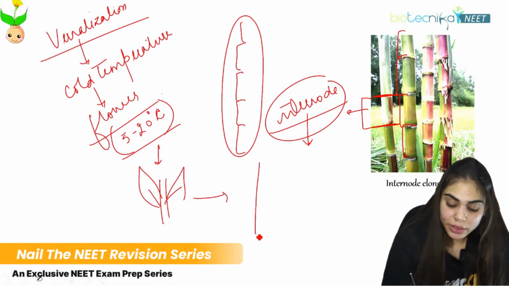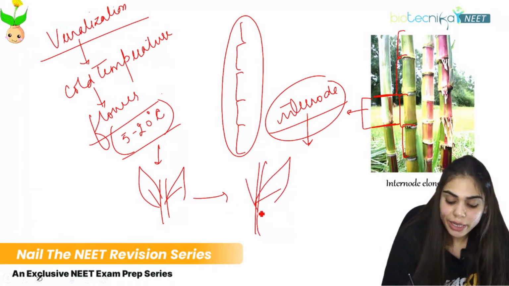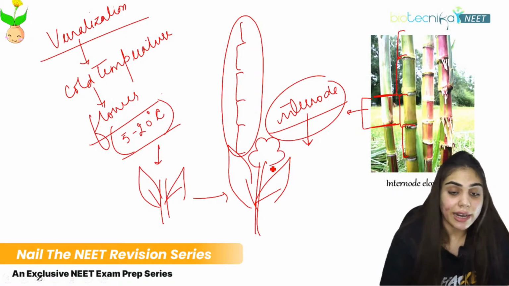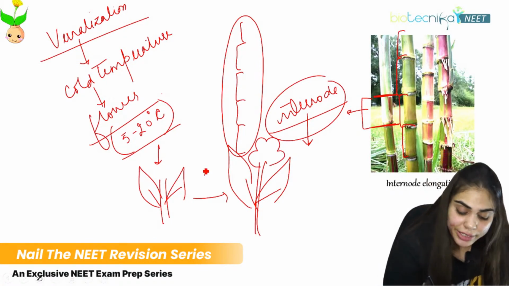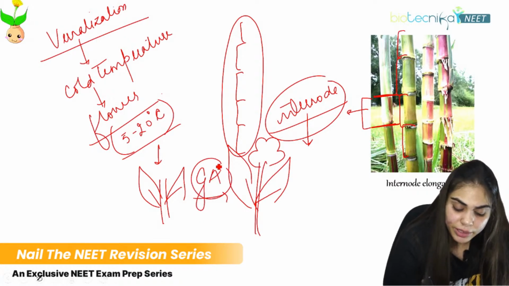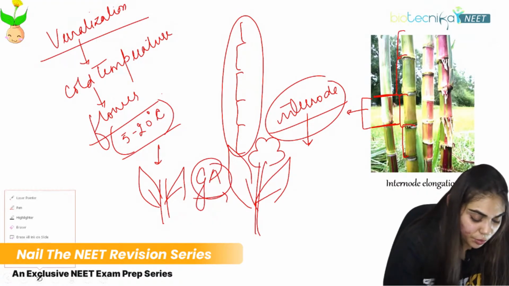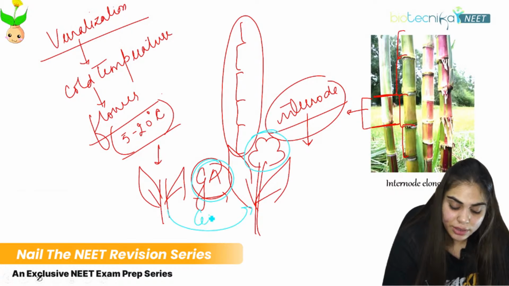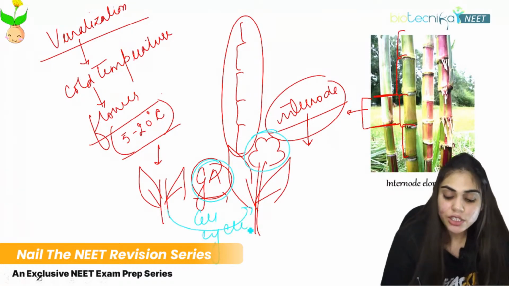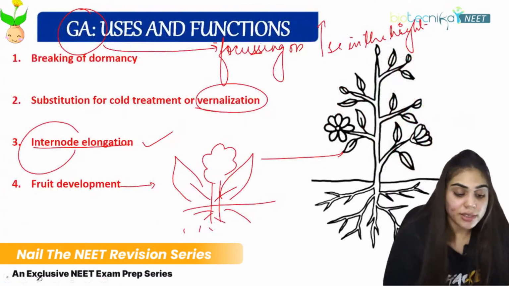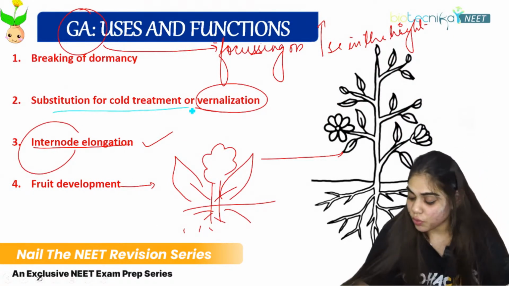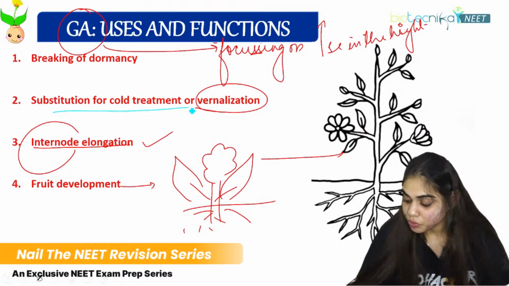plant. But if you don't want to provide a lower temperature, and you are looking for a substitute for vernalization, that is gibberellic acid. If you directly provide a gibberellic acid media to the plant, you will get a flower in that. That means the plant will enter the cell cycle and will start blooming. So gibberellic acid is also the substitution for the cold treatment, as well as vernalization.